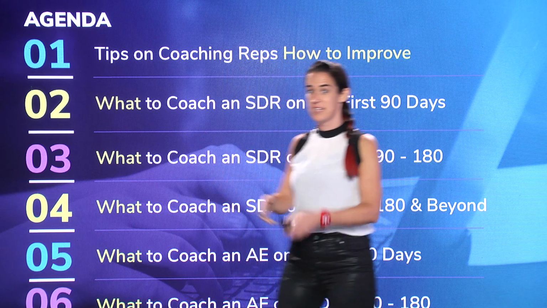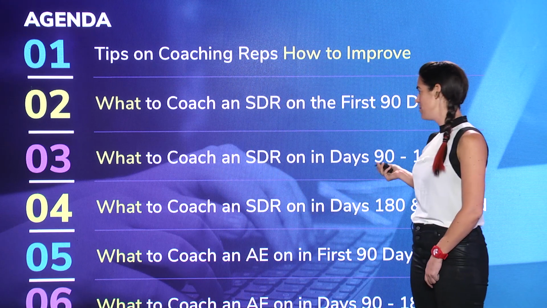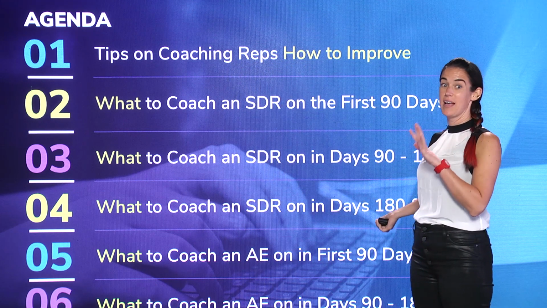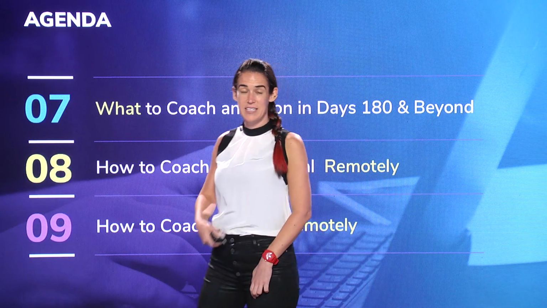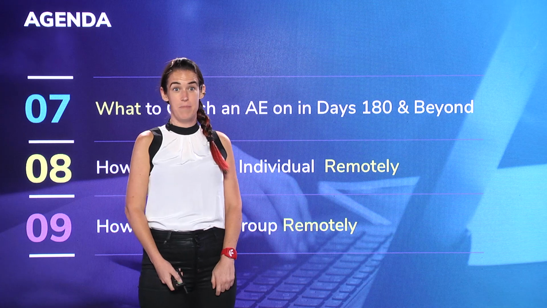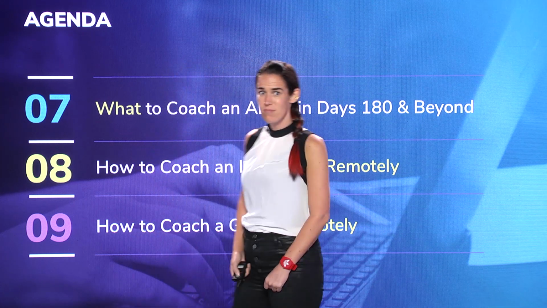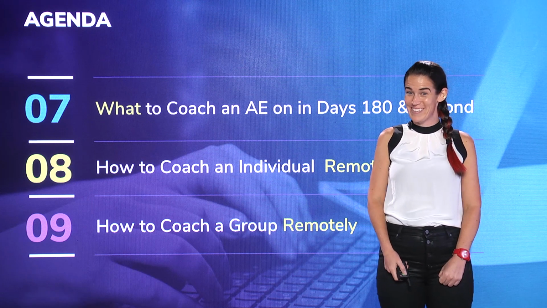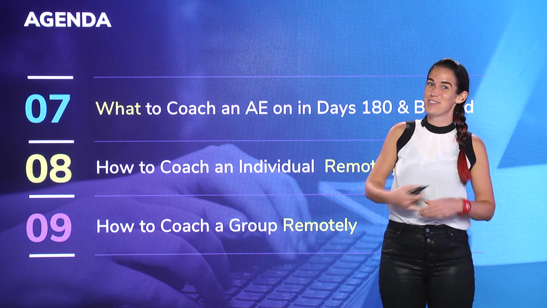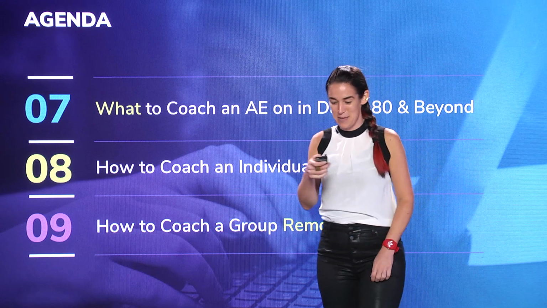We're then going to do the same for account executives. Number 5, 6, and 7, we're going to do account executives, first 90 days, 90 to 180, and 180 and beyond for an AE. Number 8, how to coach an individual remotely. And then we're going to finish off with how to coach a group remotely, because they can be different.